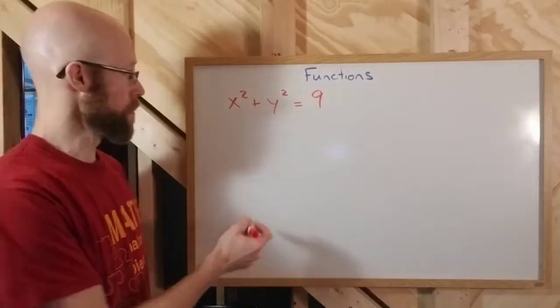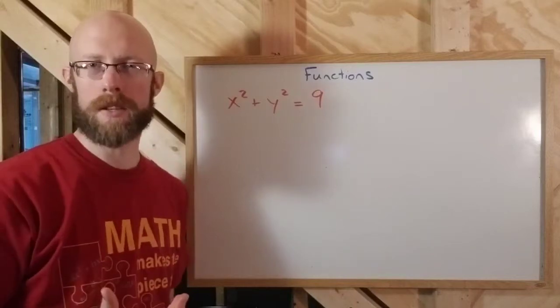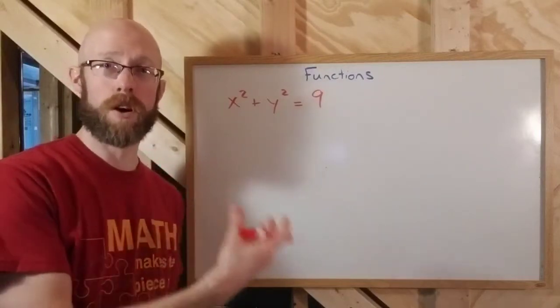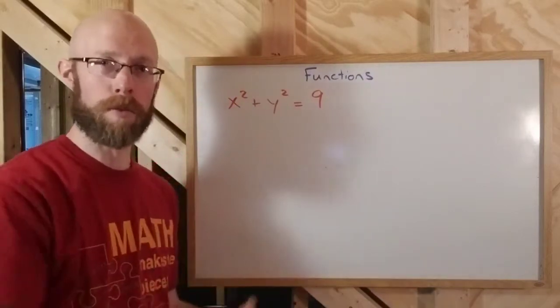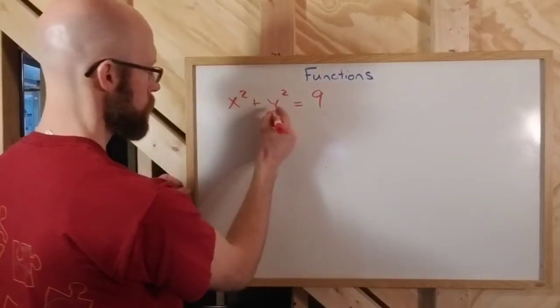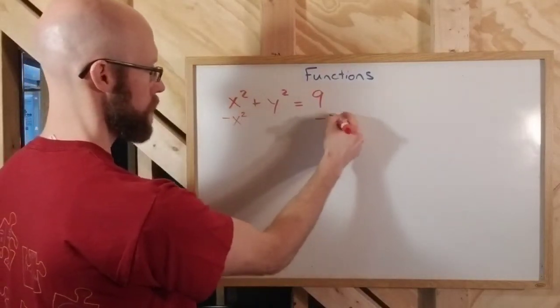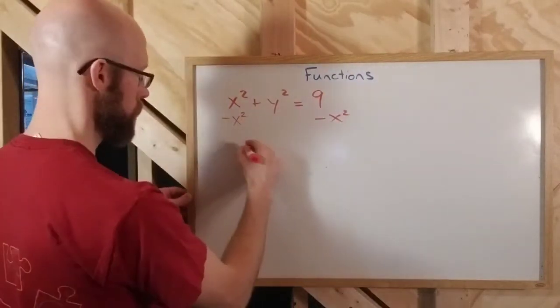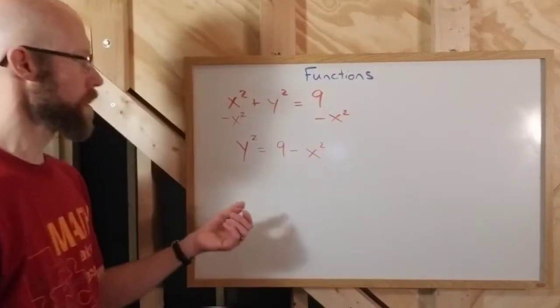Well, in this example, I want to solve for y squared. Remember, if this is a function, I should be able to solve for y and get an expression that you can only get one output from. So let's do that. To solve for y, I'm going to subtract the x squared from both sides. I get y squared equals 9 minus x squared.